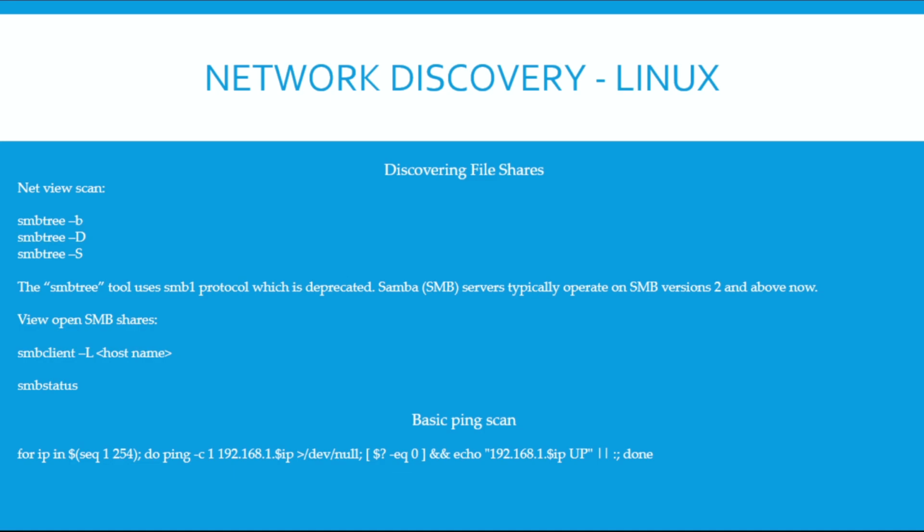So discovering file shares. Running a NetView scan in Linux uses SMB tree. SMB tree uses the SMB1 protocol, which is deprecated and should not be used. Typically now servers operate on SMB versions 2 and above. So today we'll be listing the shares on the server and the connection status on the service from the server. So let's head over to the lab and check that out.